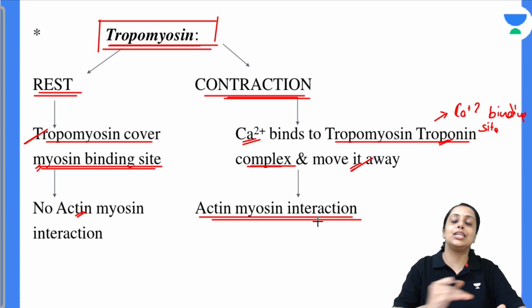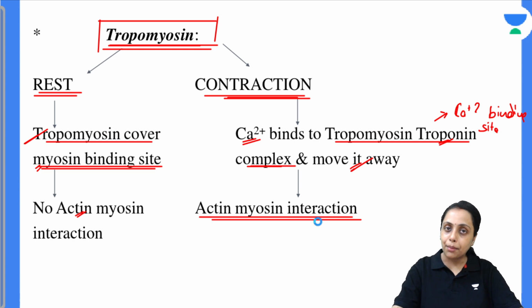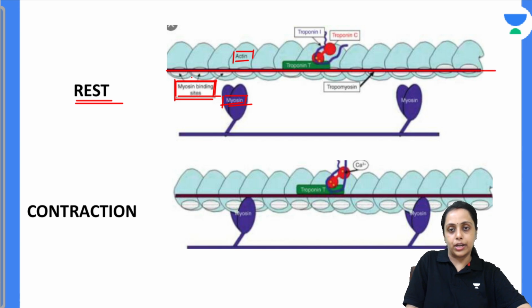So what is the role of tropomyosin? Tropomyosin in the resting condition covers the myosin binding site that is present in our actin filament. So see, this is our diagram. This is the resting condition, and this is our actin filament. This is our myosin filament. In the actin filament, we have this myosin binding site. This myosin binding site is usually covered with this tropomyosin-troponin complex.